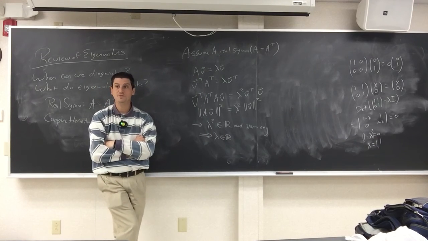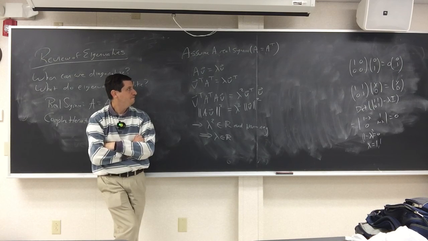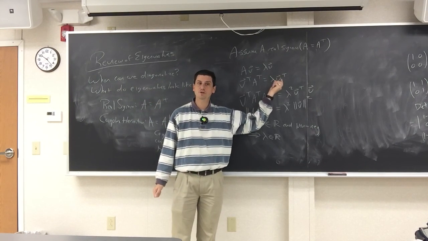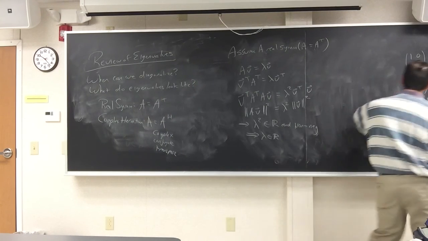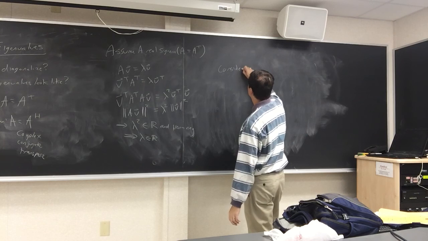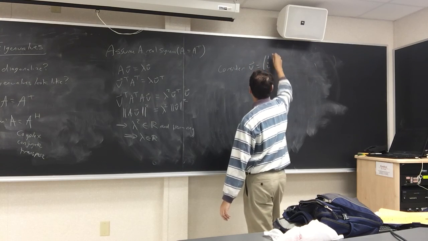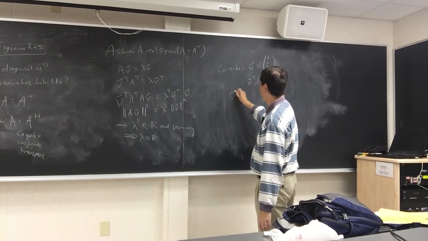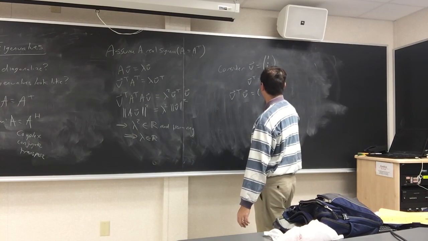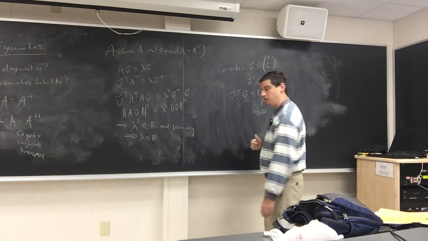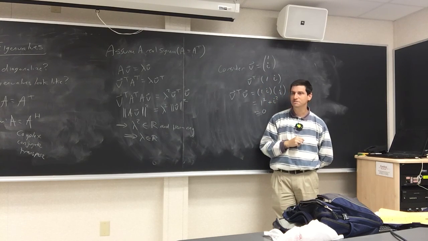So the conclusion is correct, but the argument here is wrong. There's a small mistake. Here I'm saying V is an eigenvector of A, and I'm implicitly assuming that V has real coordinates. Let's take the vector (1, i). So consider V equals (1, i). Then V transpose is (1, i). And if I look at V transpose V, I get 1 squared plus i squared, which is 0. So I just got a nonzero vector whose length is 0.